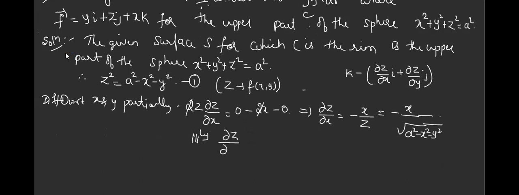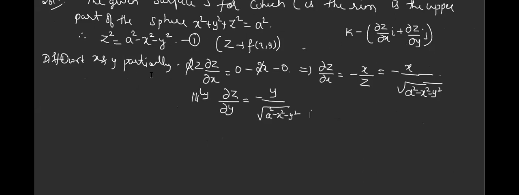Similarly, what will be dou z by dou y? You can write directly: minus y upon square root of a square minus x square minus y square. Okay, done. After getting these two values, let us take Stokes theorem and do the simplification part. Before that, one more thing is required.